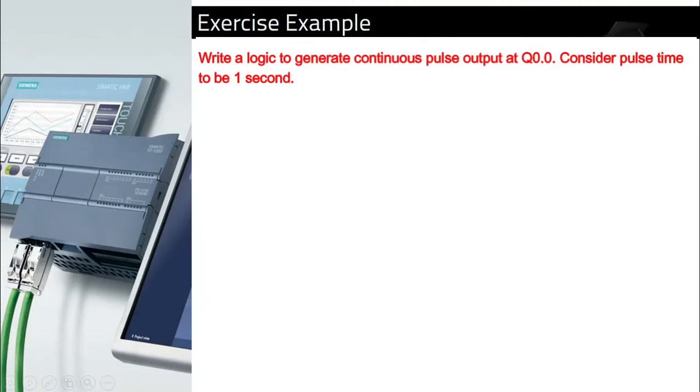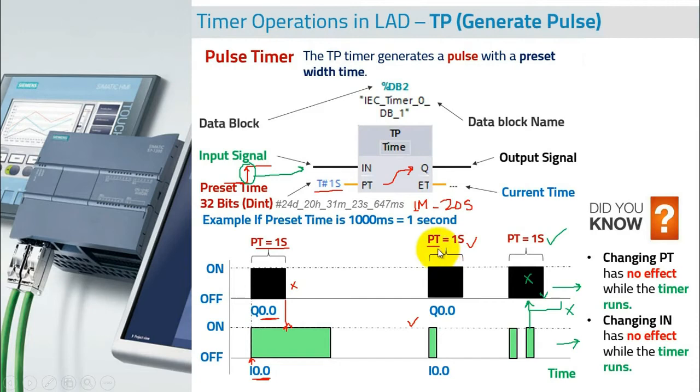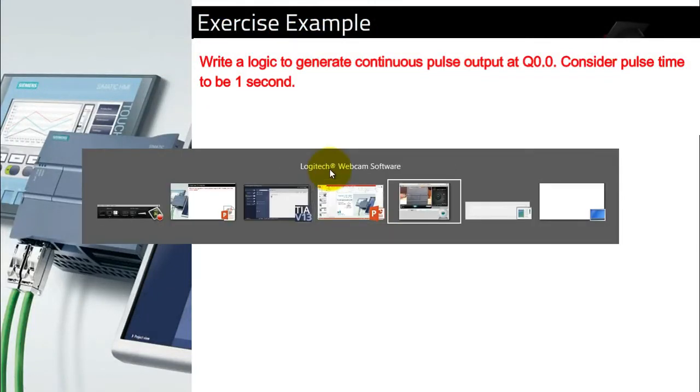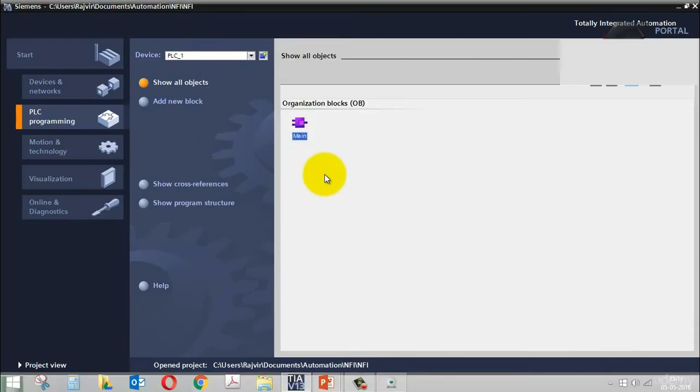We have an exercise example which we'll see after a demonstration. It says write a logic to generate continuous pulse output at Q0.0. Consider pulse time to be 1 second. Now in this case, we need on-off pulses. But we have learned that we can generate only one pulse with one input. How we can generate multiple pulses automatically, that is the logic we have to design here. So let's first understand this.